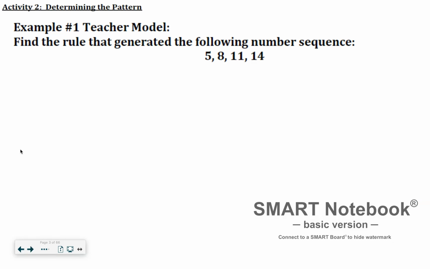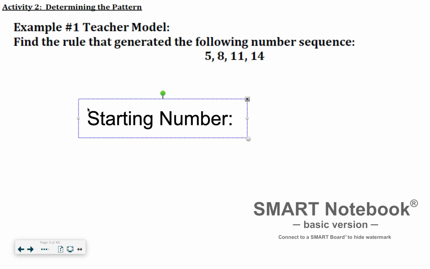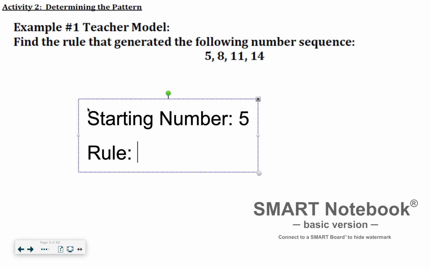Find the rule that generated the following number sequence: 5, 8, 11, and 14. So right away I notice that these numbers are increasing. They are getting bigger. So there's no way I'm going to be subtracting, and there's no way I'll be dividing. I'm either adding or multiplying. So first is the obvious. Our starting number is 5, and our rule. To get from 5 to 8, I know you need to add 3. Let's see if that holds true.